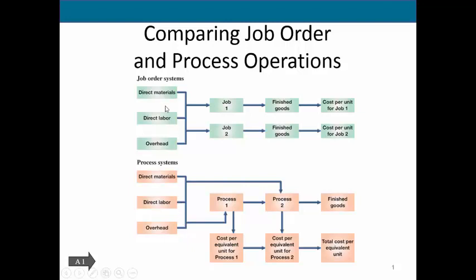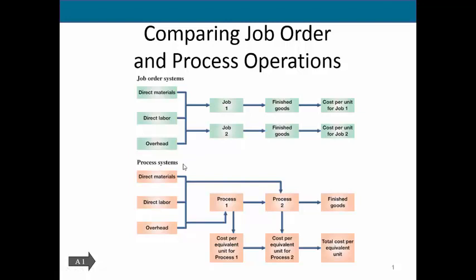So if you remember, with our job order system, we put our materials, our labor, and our overhead into the various jobs. As we finish those, we still track those jobs separately because each is a separate finished good for a different customer. And then we have our specific cost for each and every job, and we track those on those job cost sheets. On the other hand, process costing, we are processing things in bulk.